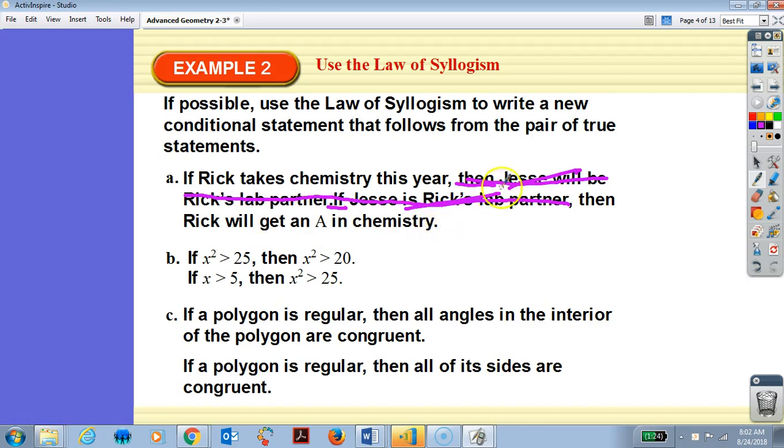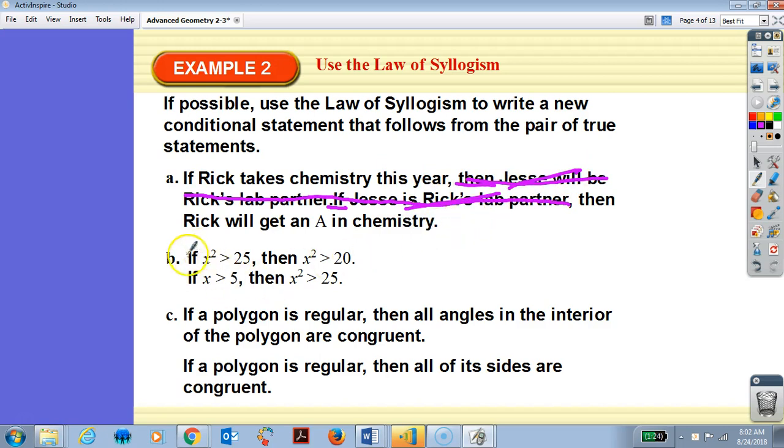Make sense? He's going to cheat off of Jesse. Jesse's going to do all the work as the lab partner. Jesse's going to work alone. Rick's going to reap the benefit of half the grade, right? He's going to get the grade that Jesse's earning. So not a good scenario, but it's the problem.